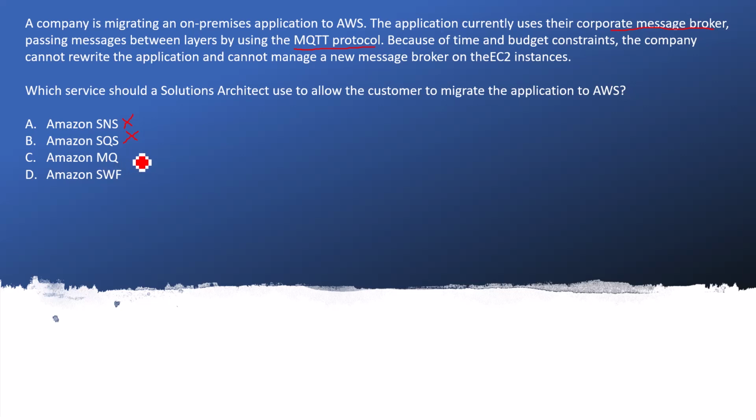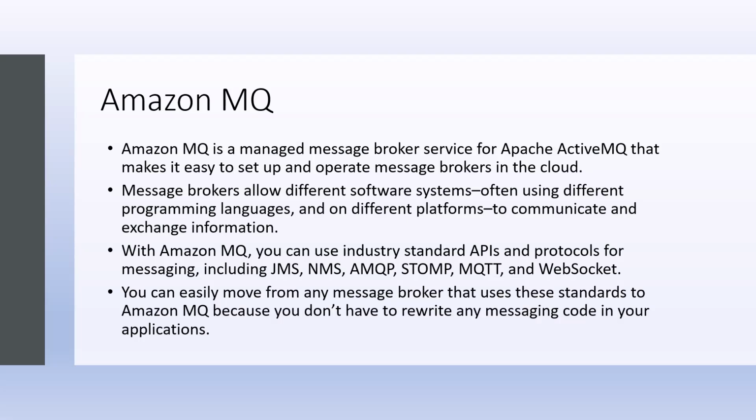But this is not the exact answer for this question, so I am marking it wrong. In the case of MQ, Amazon MQ supports the MQTT protocol, and it sends the data over TCP/IP. As it is, you can use MQ, and not much code modification is required, and the existing corporate message broker will work as it is. So Amazon MQ is the correct answer here. And SWF, Simple Workflow, is not the correct answer. It is not meant for messaging purposes. Let's jump on the next slide for more detail.